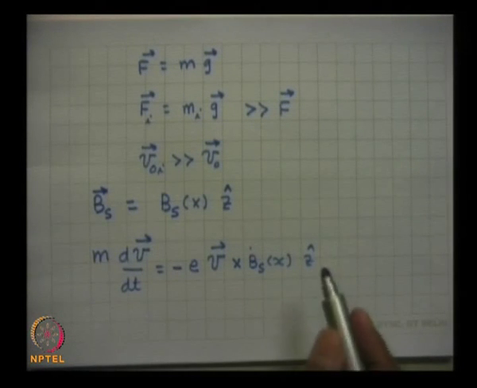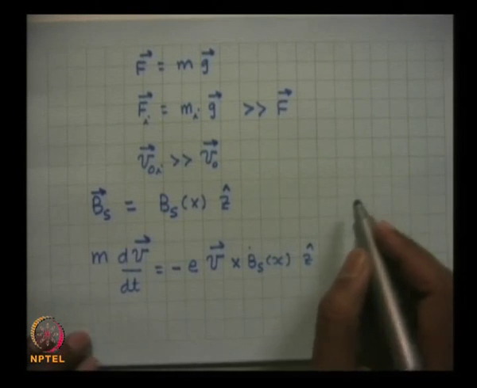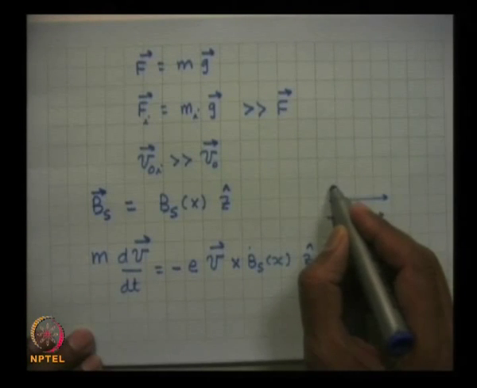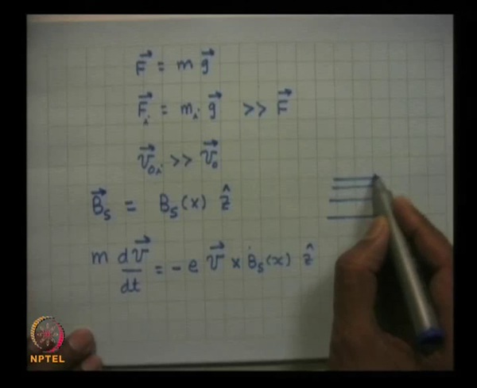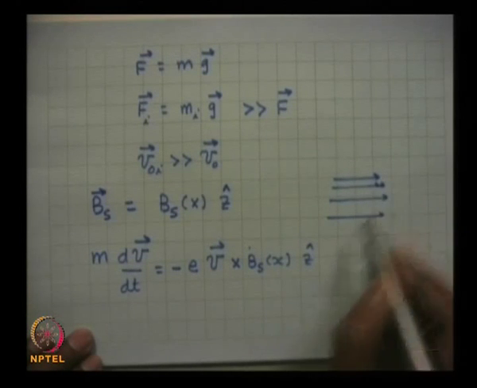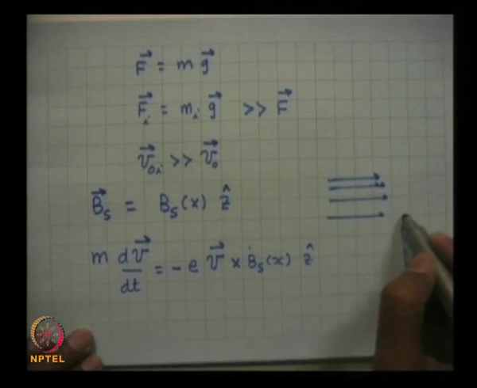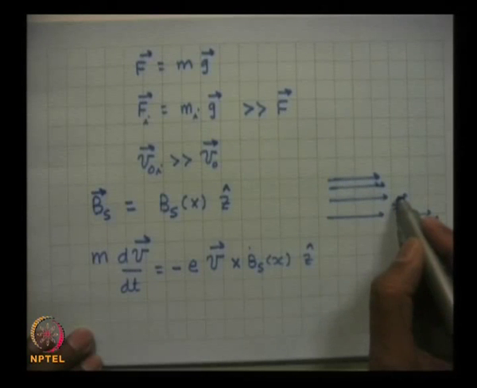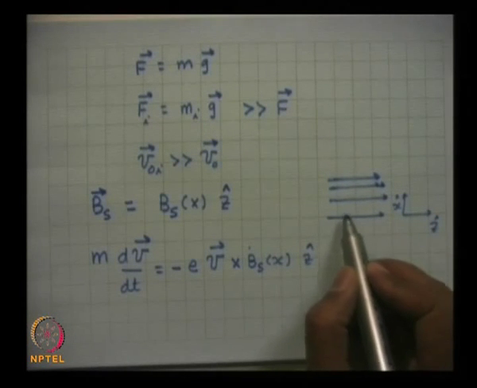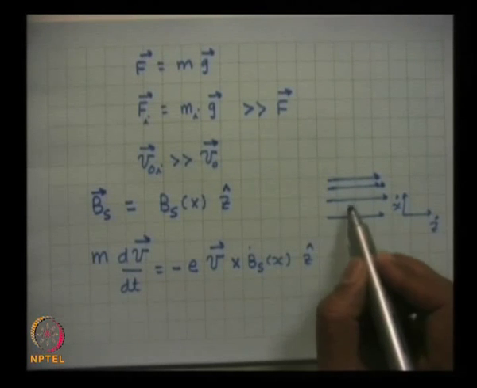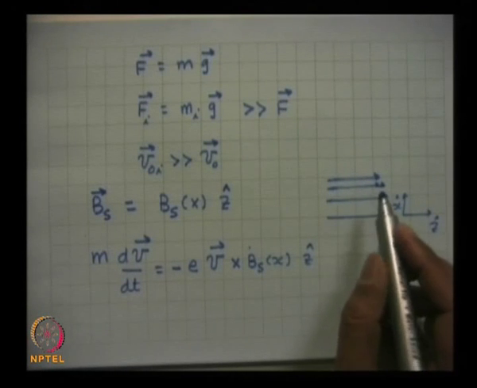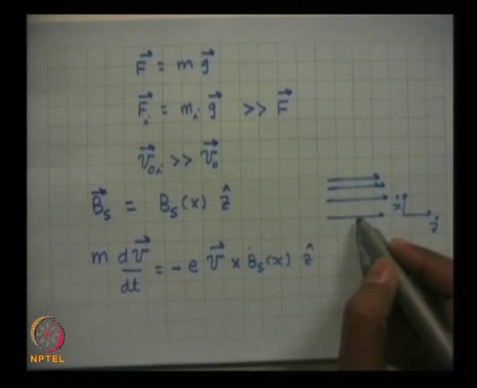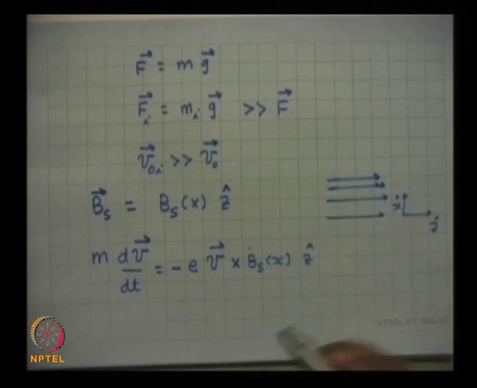Such kind of magnetic field I can demonstrate like this. Suppose I have lines of force farther from each other, then become closer to each other, then closer to each other. Then this is a situation where the magnetic field magnitude is increasing with X. This is my Z direction. This is my X direction. Normally, the density of lines of force per unit area is plotted proportional to the magnitude of magnetic field. So if the lines of force are closer here, it means the B field is larger there.